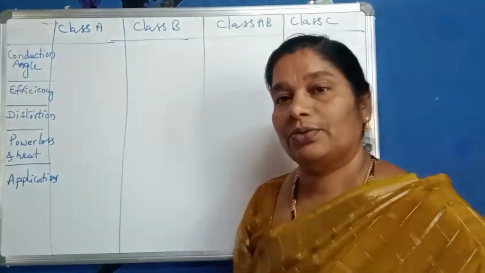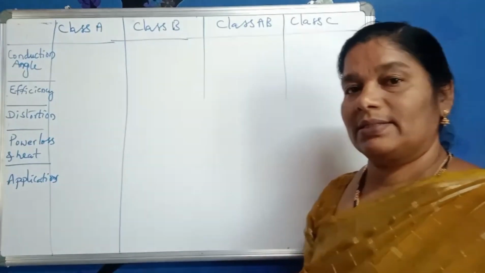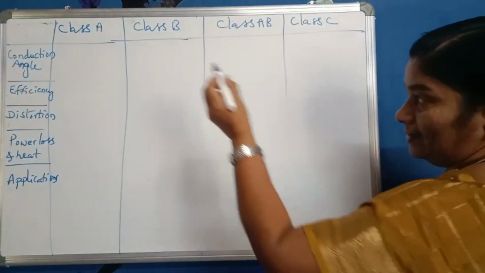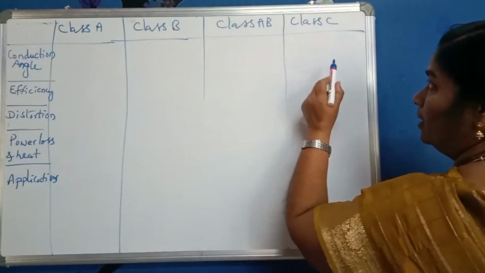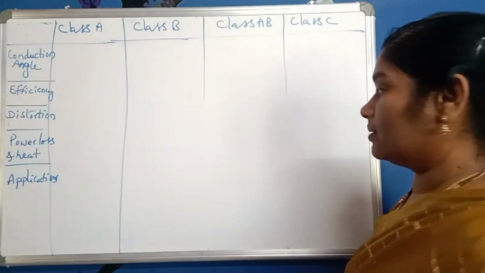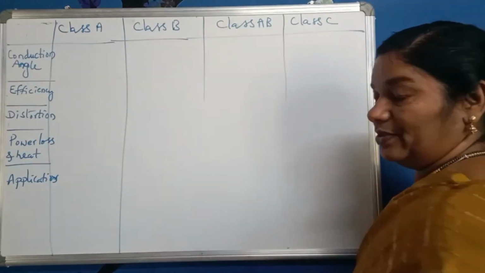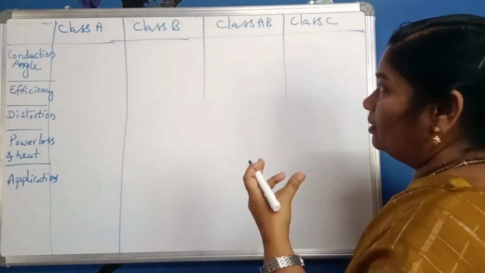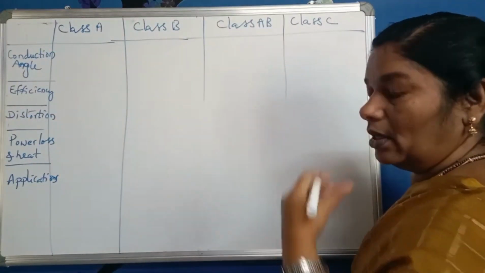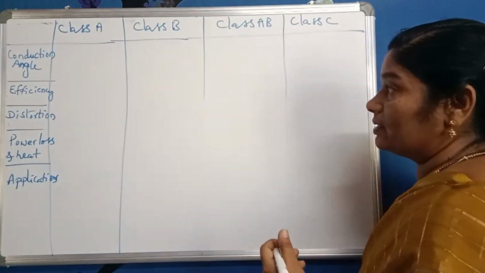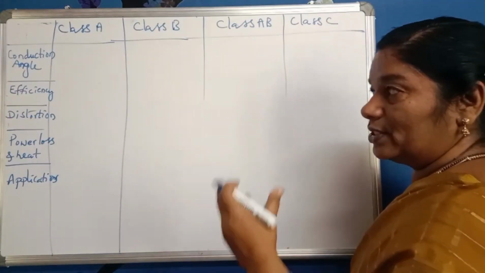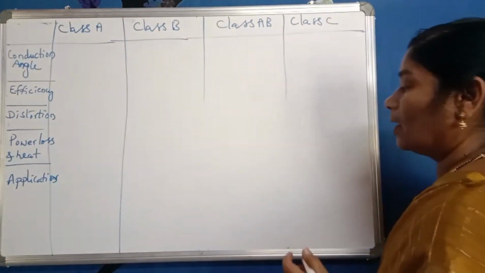Hi students, today let us discuss class A, class B, class AB and class C amplifiers. How they are classified and what are the main important advantages and disadvantages. So all the points we are going to discuss now.